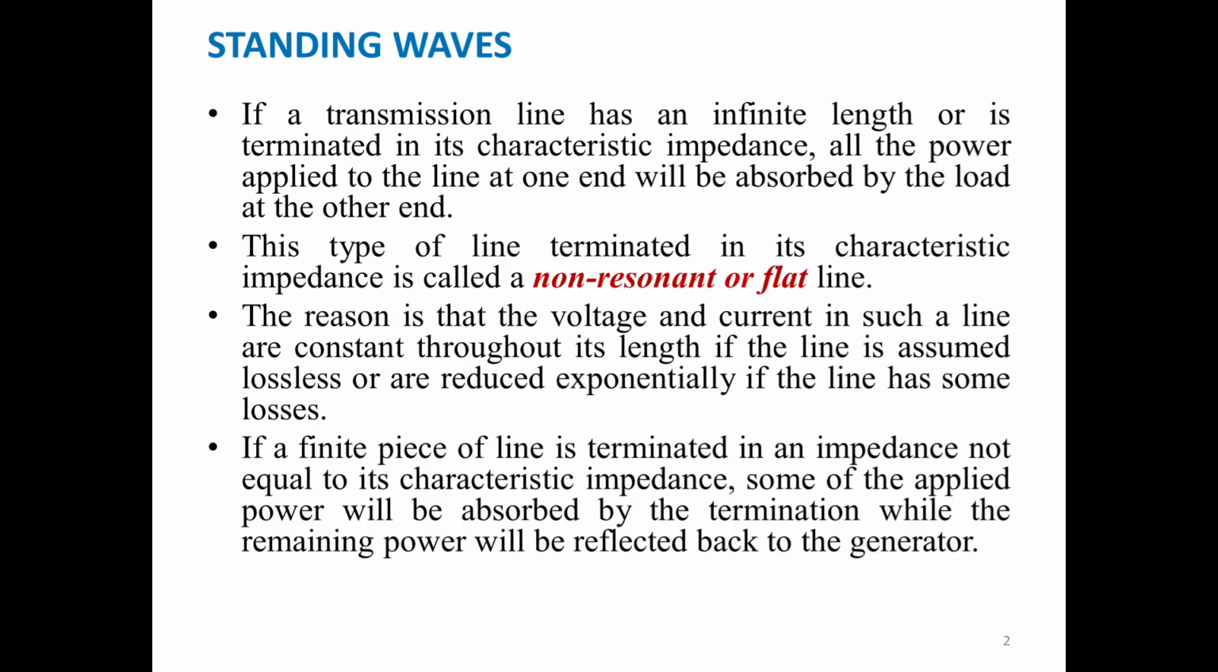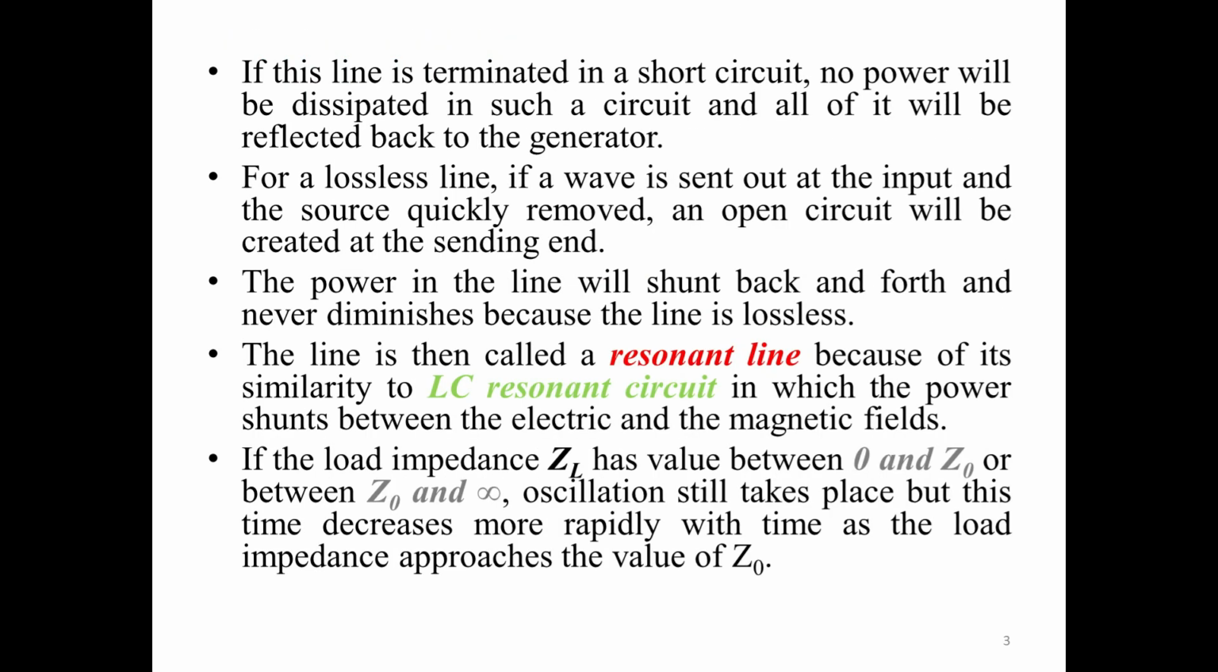If a finite piece of line is terminated in an impedance not equal to its characteristic impedance, some of the applied power will be absorbed by the termination, while the remaining power will be reflected back to the generator. If this line is terminated in a short circuit, no power will be dissipated in such a circuit, and all of it will be reflected back to the generator.